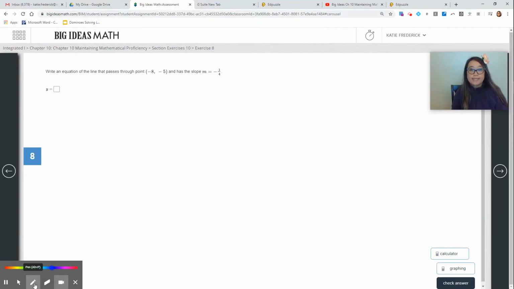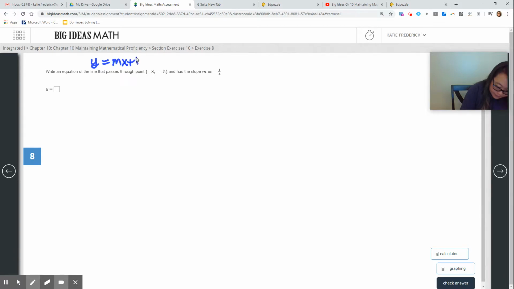Problem number 8 is very similar to problem number 4 that we just worked on. The difference is all of these negative signs, and there's a fraction. We're going to find the line in slope-intercept form again. I'm going to write the formula out, the skeleton or the structure. So this is point slope again.